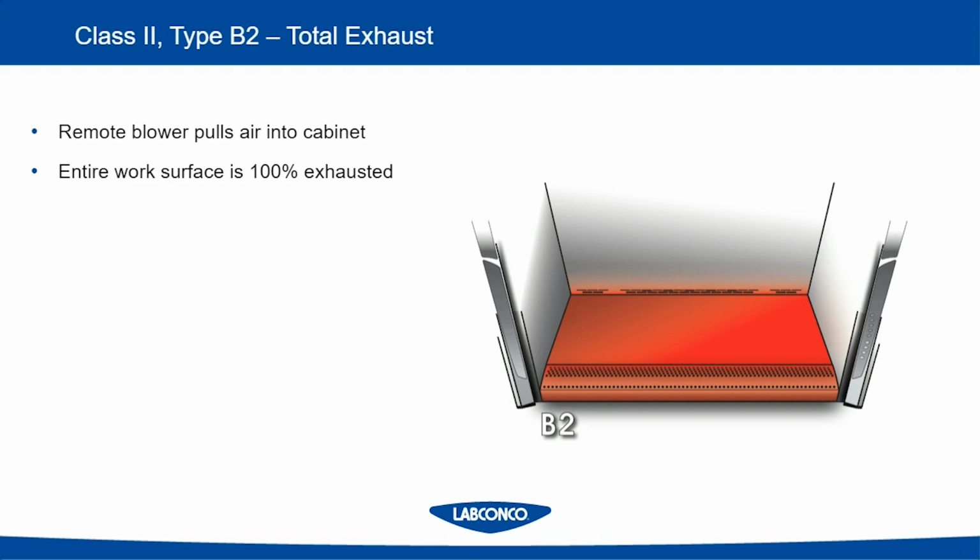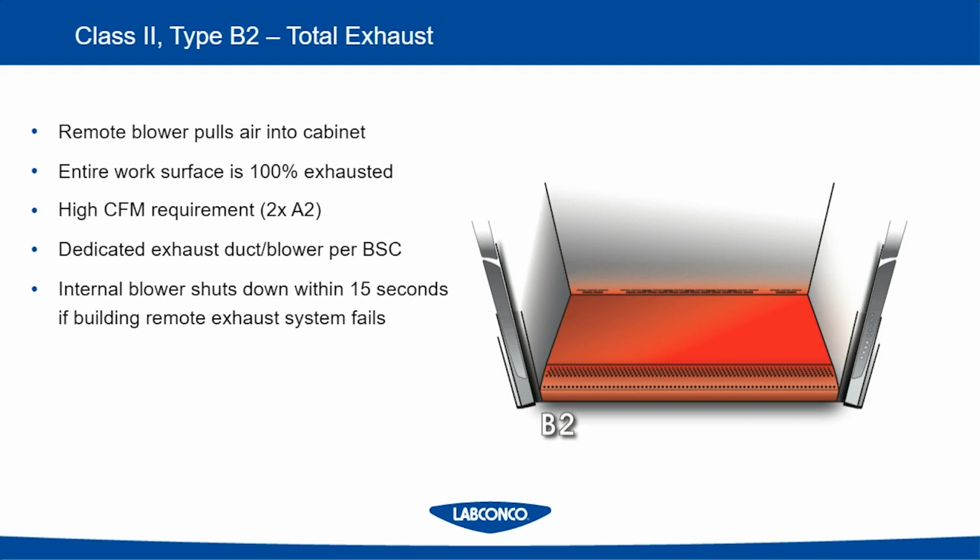There's a remote blower, again usually on the roof, that pulls air into the cabinet and again exhausts 100% of the work surface. The downside to these cabinets is that they have a very high CFM requirement. What CFM stands for is cubic feet per minute of air. So that's how much air is pulling through the cabinet and being exhausted. These cabinets also require a dedicated exhaust duct and exhaust blower for each BSC.